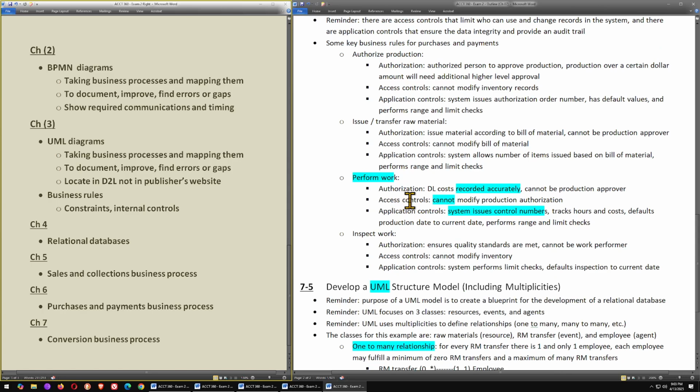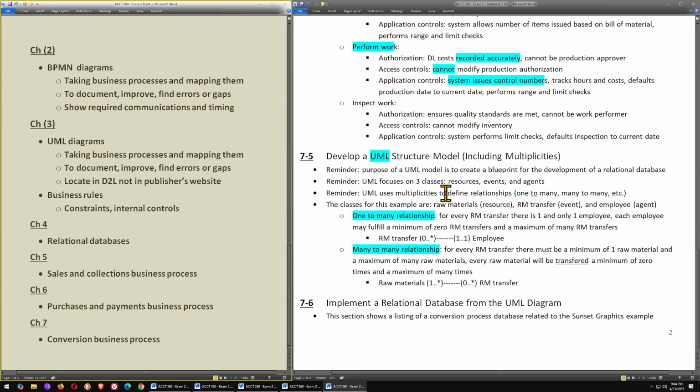So perform the work. What is the authorization or the scope, or who's supposed to do it? Well, the scope of work is that the direct labor costs get recorded accurately. Access controls, the people performing the work cannot modify production authorization. The people doing the work can't be the ones that authorize the production. And then application controls, the system issues control numbers, tracks hours. In other words, what is the system doing to maintain control?